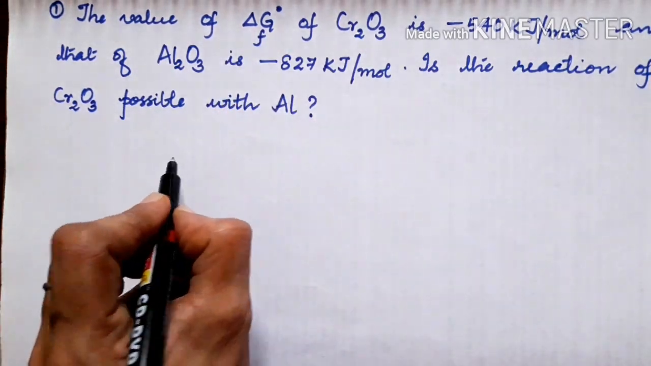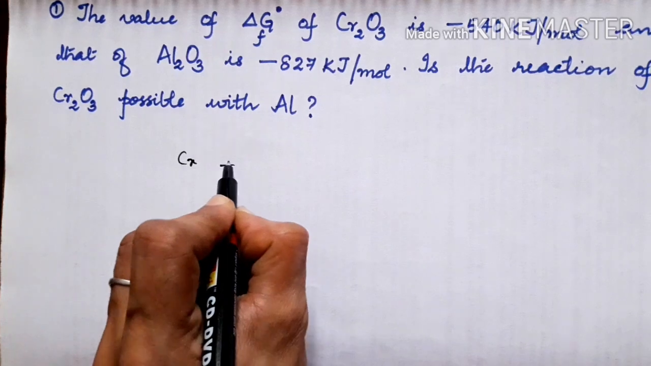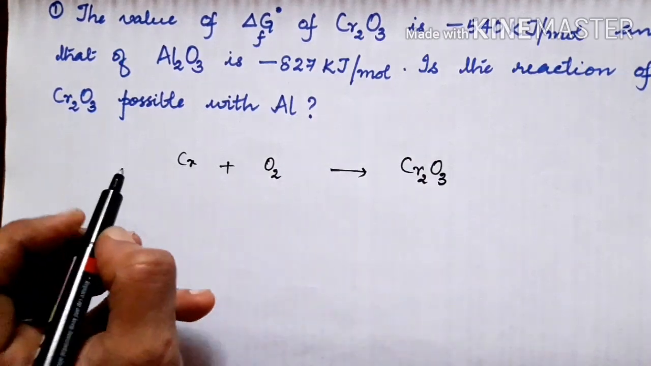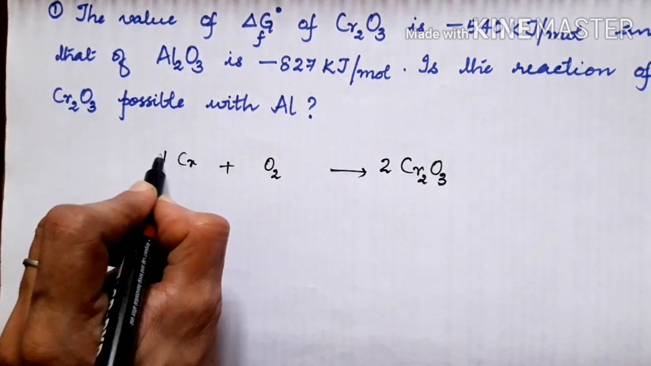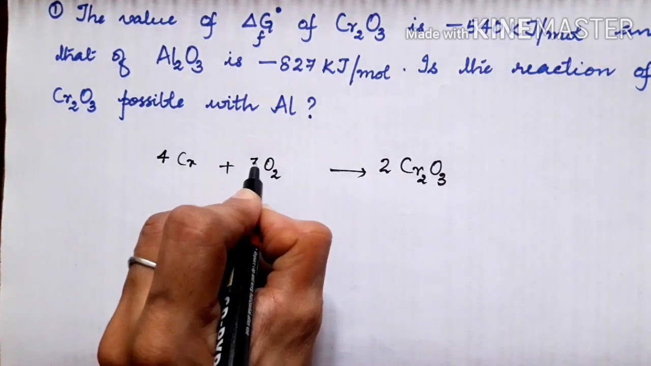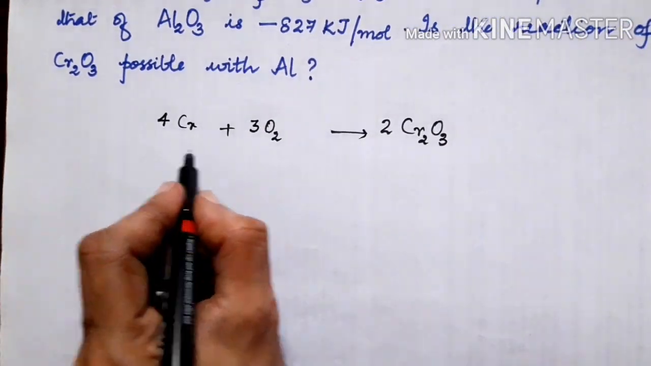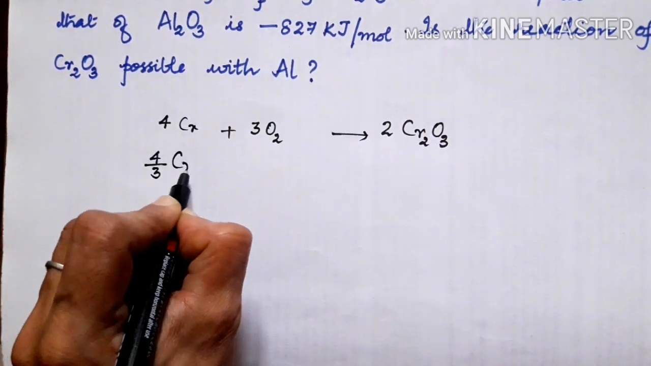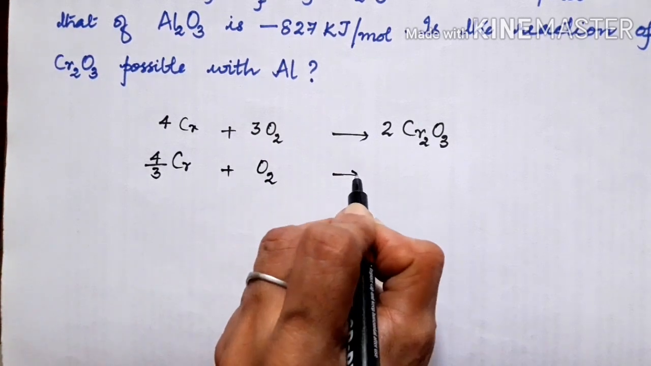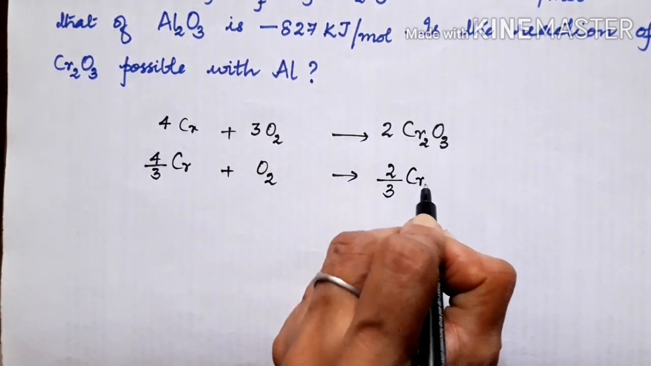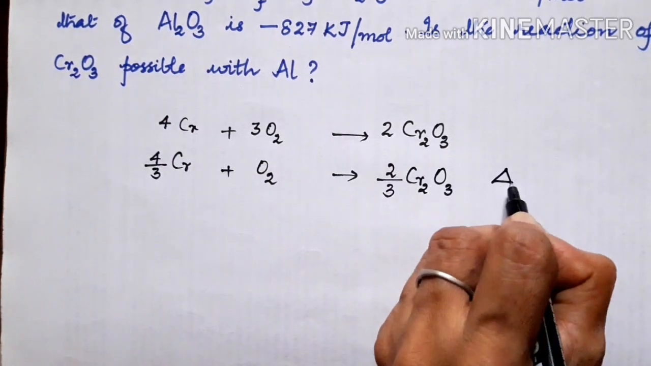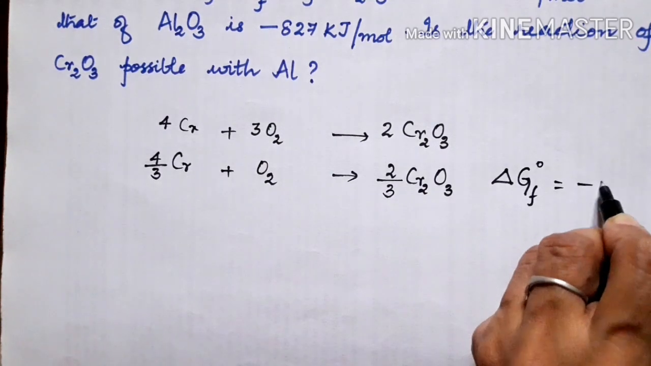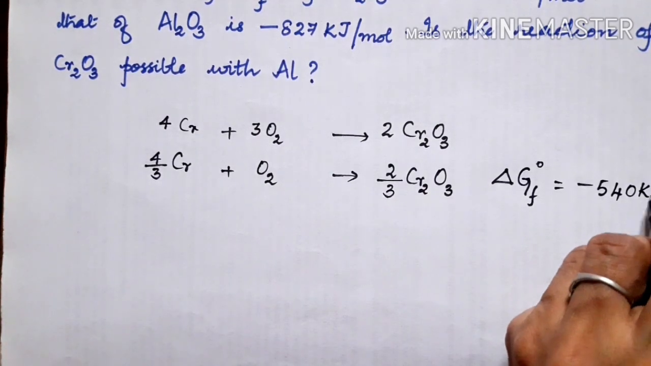Formation of Cr2O3. What is the equation? Chromium combining with oxygen to form Cr2O3. What will be the value here? 2 times, this should be 4, and here it should be 3. So what will be the balanced equation according to Ellingham's diagram? This should be 4 by 3 Cr plus O2 giving 2 by 3 Cr2O3. The value is given in the equation as delta GF0 is equal to negative 540 kilojoules per mole.